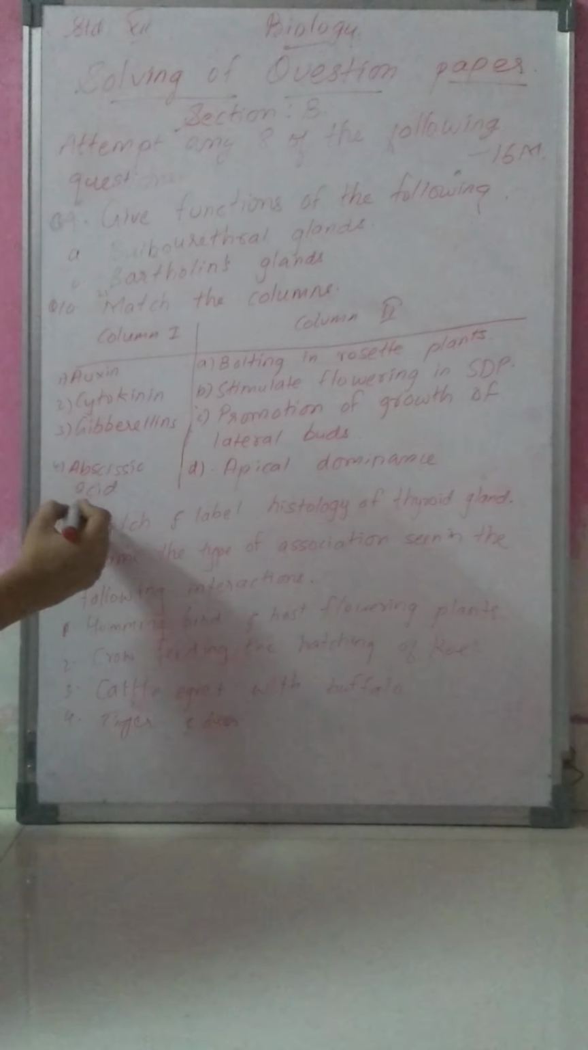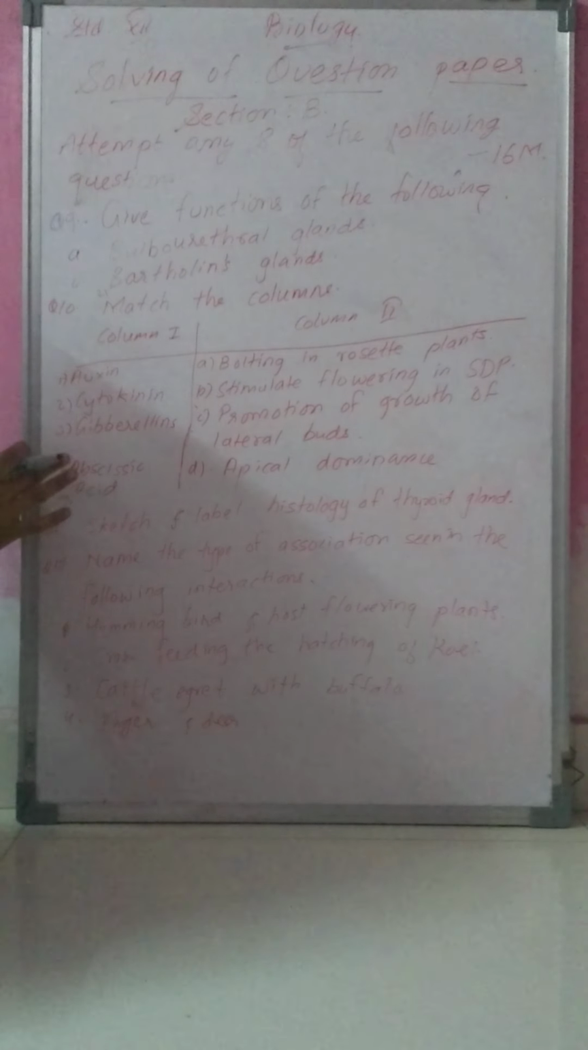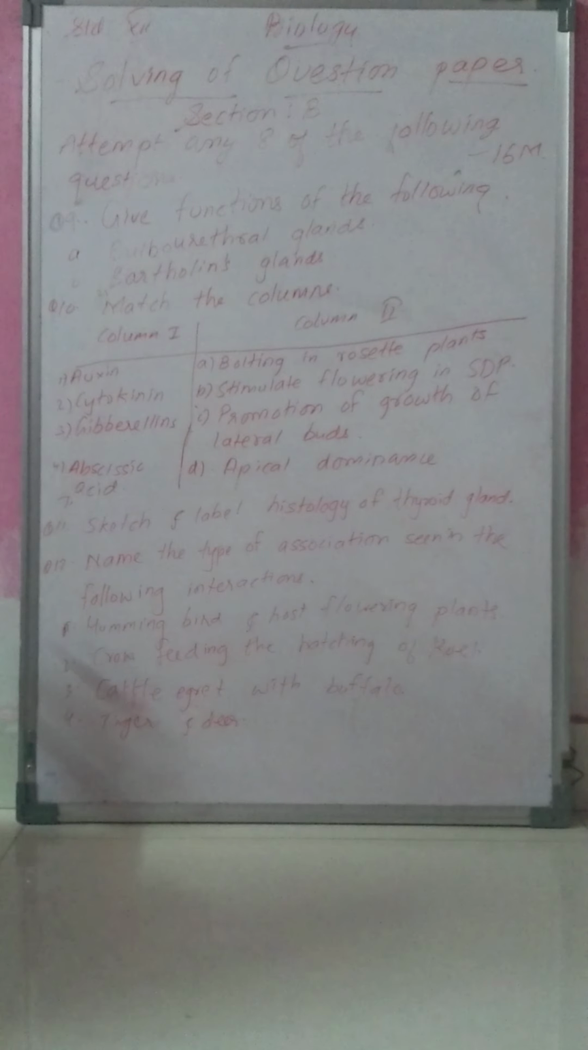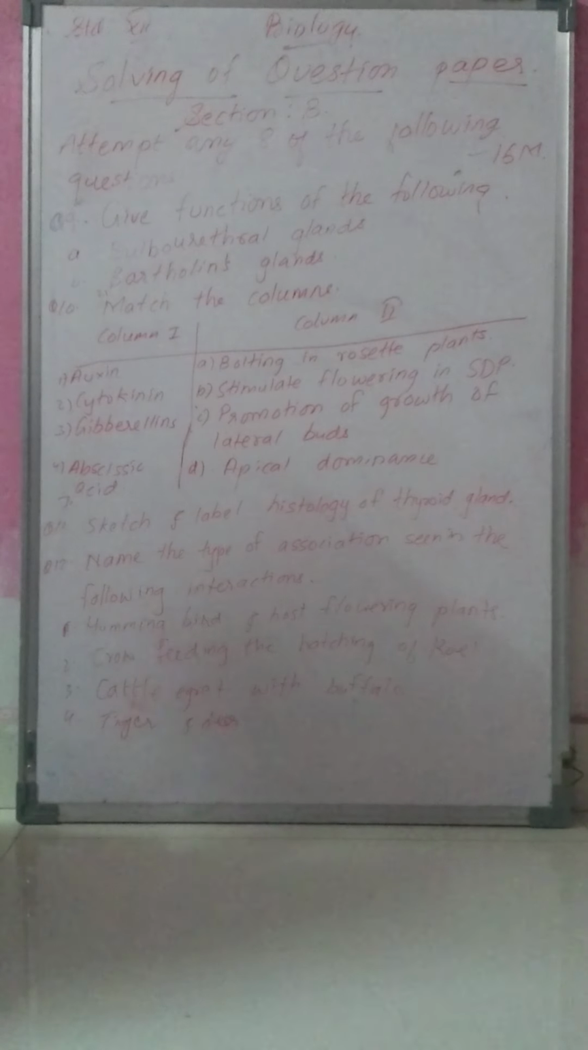This you will find in chapter number 7. Chapter number 7 is plant growth and mineral nutrition. In plant growth and mineral nutrition, only this part, the plant hormones, is present, so you will find the answer directly. In every hormone you will find the answer for this. Okay, chapter number 7, that is plant growth and mineral nutrition.